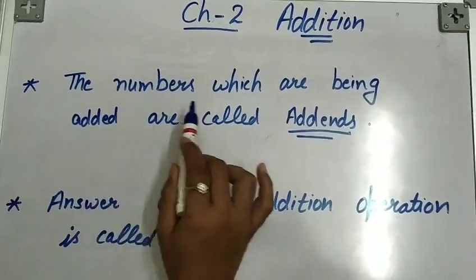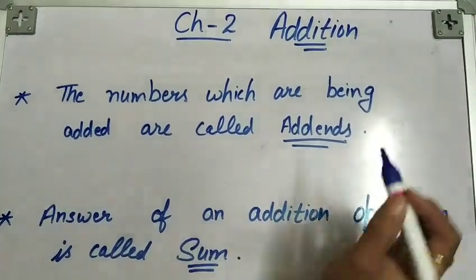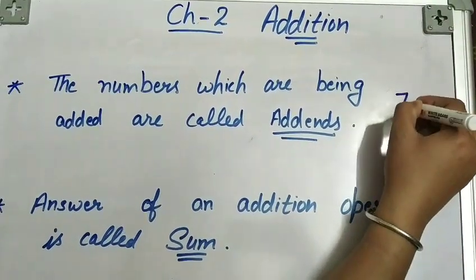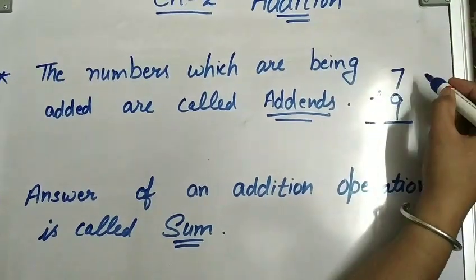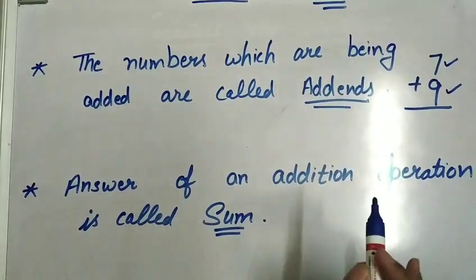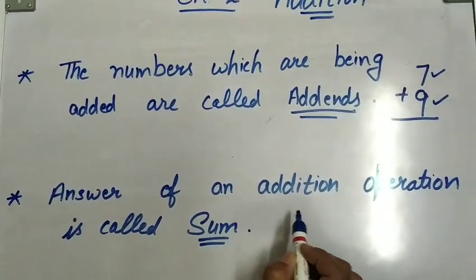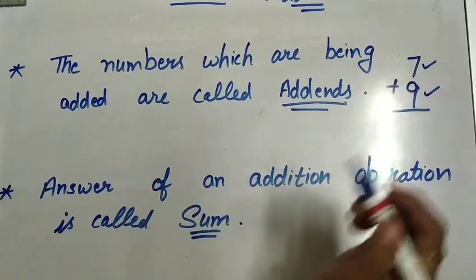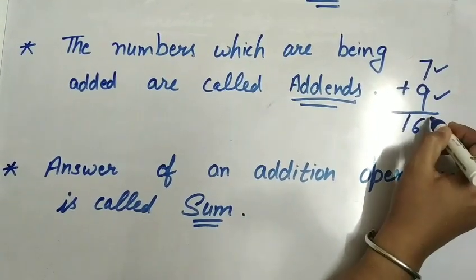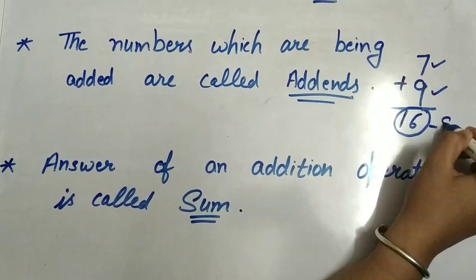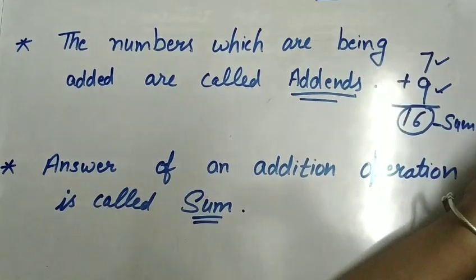See, the numbers which are being added are called addends. It means, suppose 7 plus 9, then 7 and 9 are called addends. The answer of an addition operation is called the sum. Then 7 plus 9 is 16, so the number 16 is called the sum, and 7 and 9 are called addends.